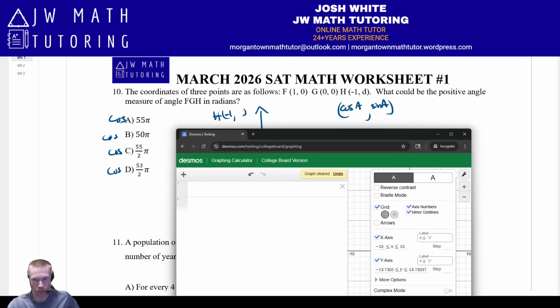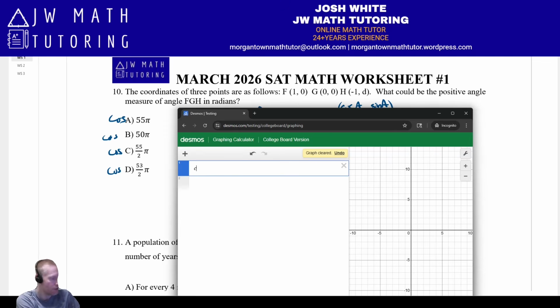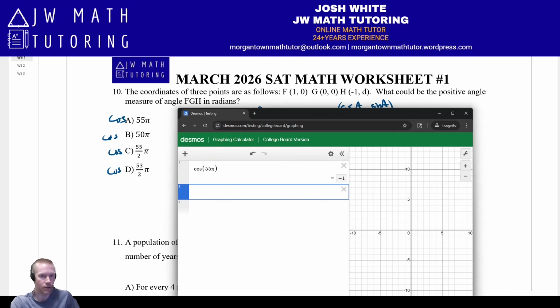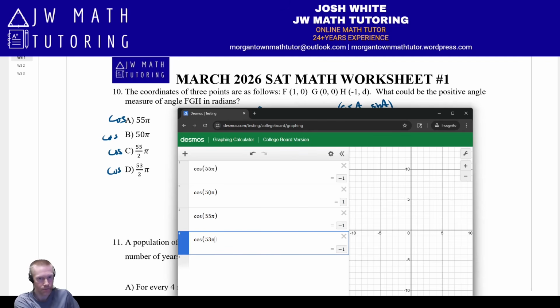So first, just make sure these are radian values, so make sure we're in radians. Okay, we are. Cosine of 5 pi over 2, -1. So what does that tell us? Well, that's the answer on an official test. You wouldn't need to do anything else, but I'll just show you that the others do not match. Wait, that's over 2. Sorry, this is over 2.